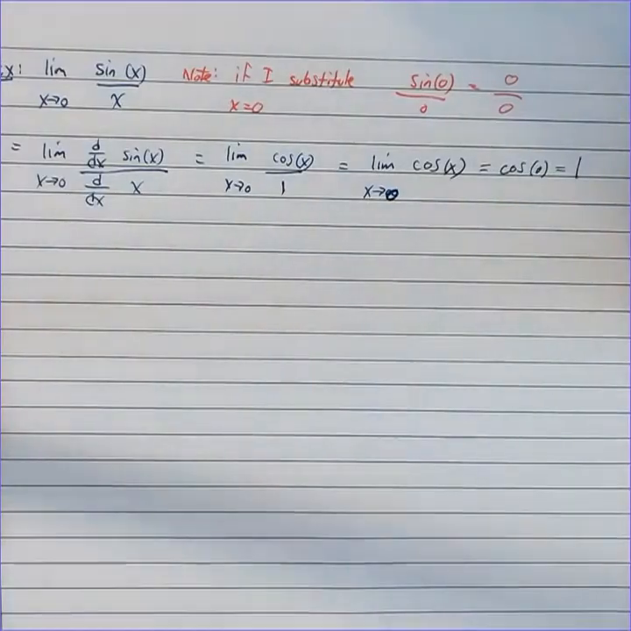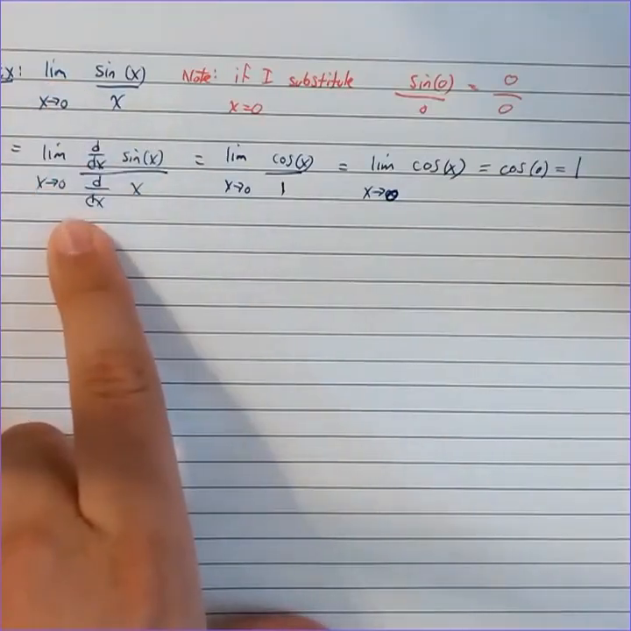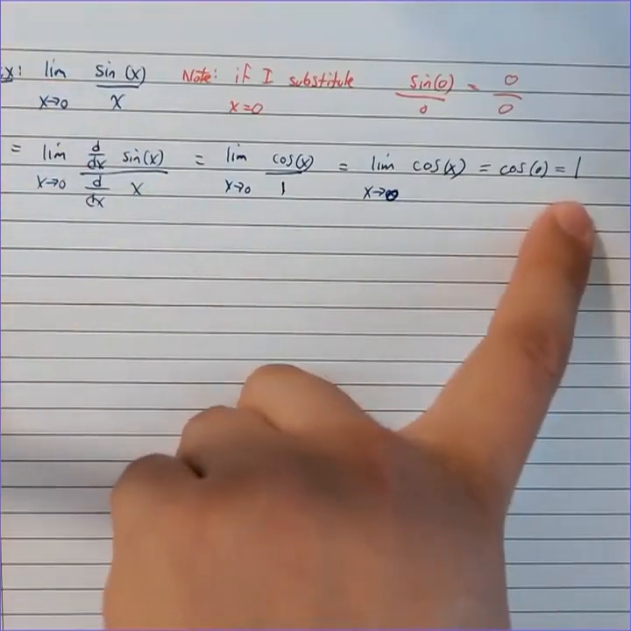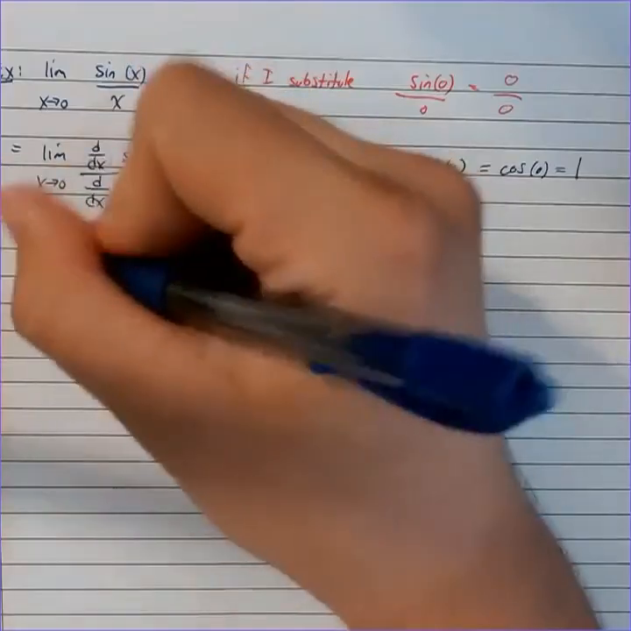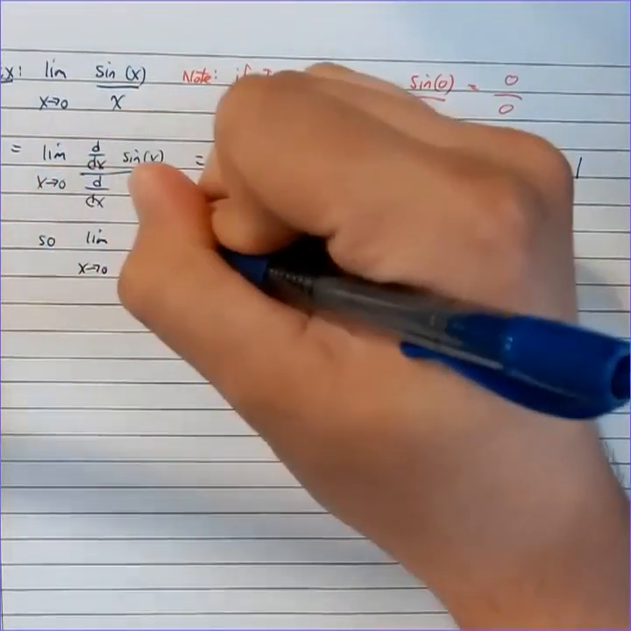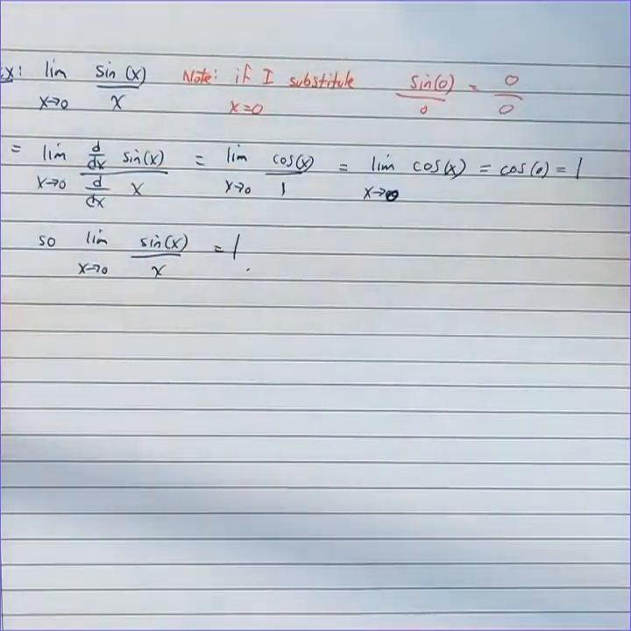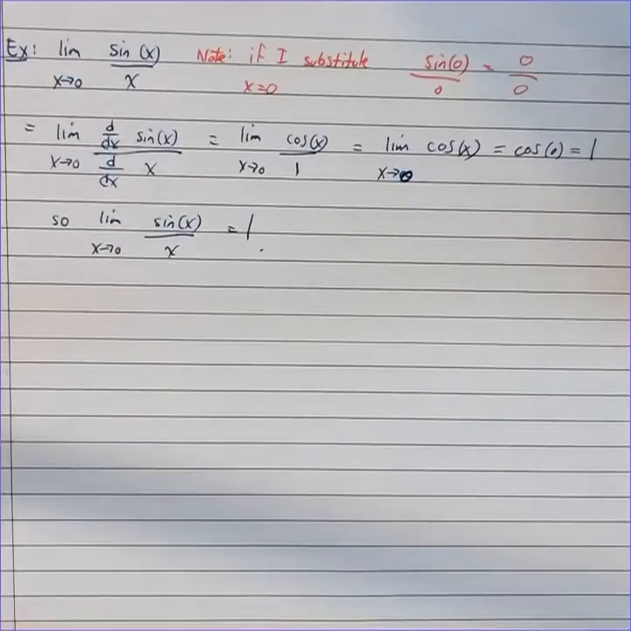That's equal to 1. So here, this limit is equal to that limit. But I just found that that limit is equal to 1. Okay, so that means my original limit must also equal 1. The limit as x approaches 0 of the sine of x over x is equal to 1, which is nice.